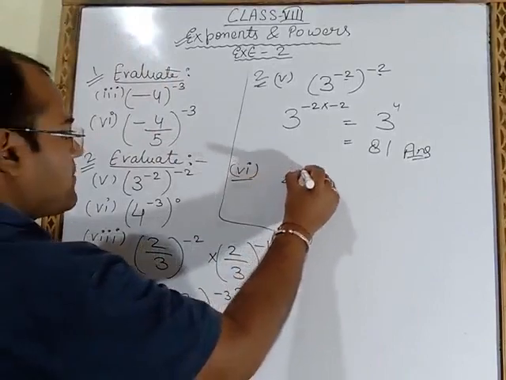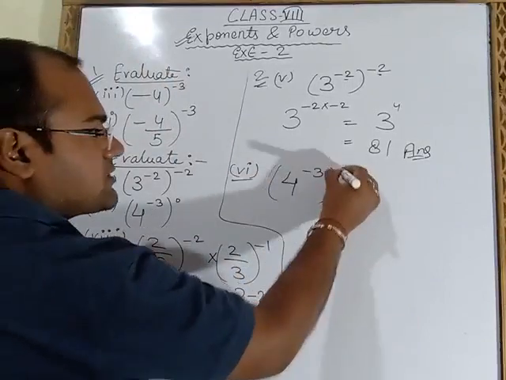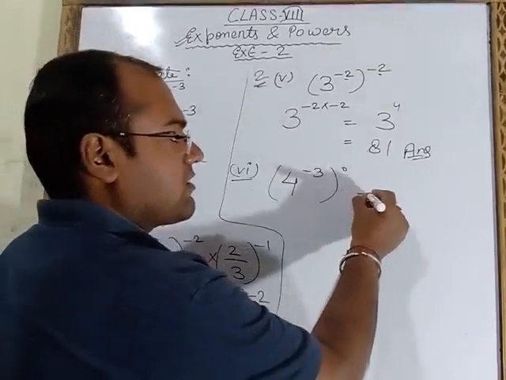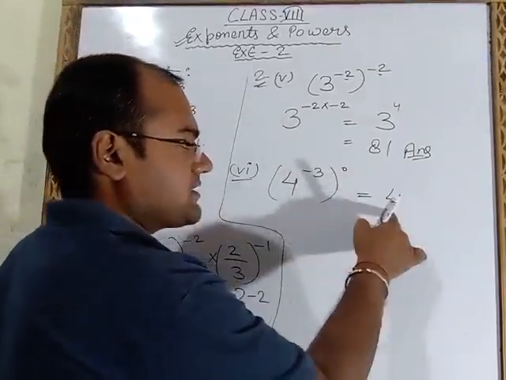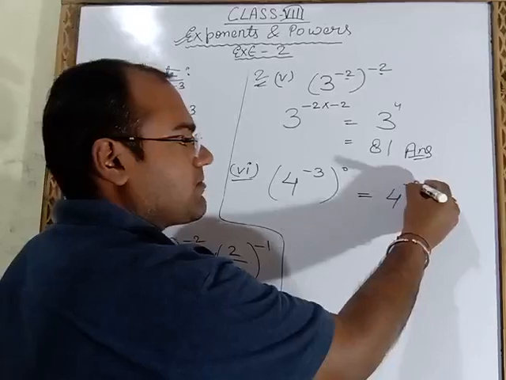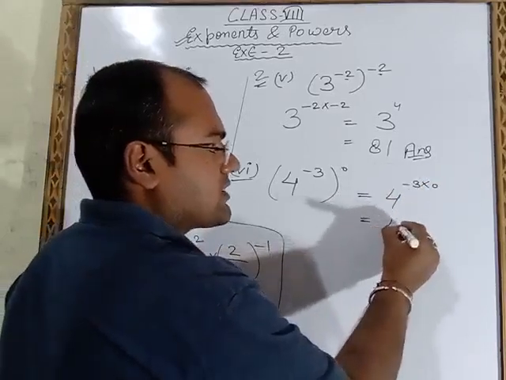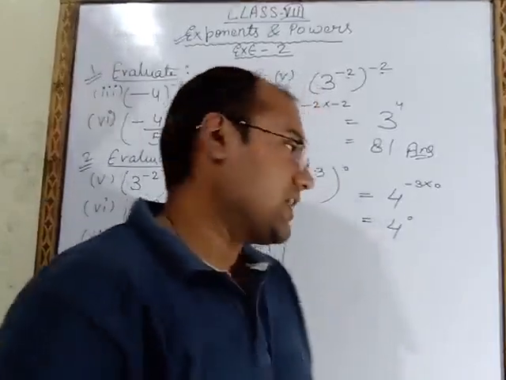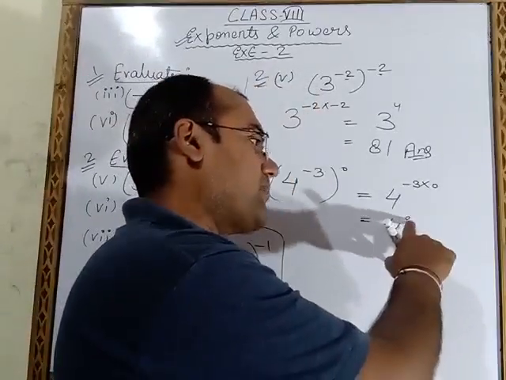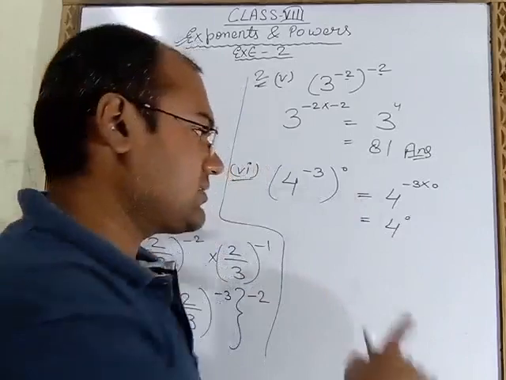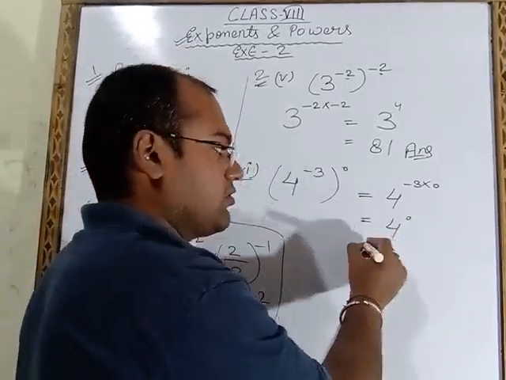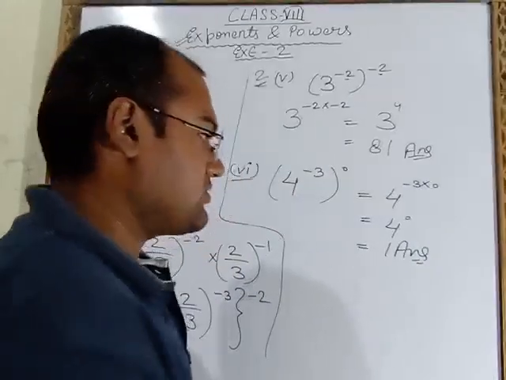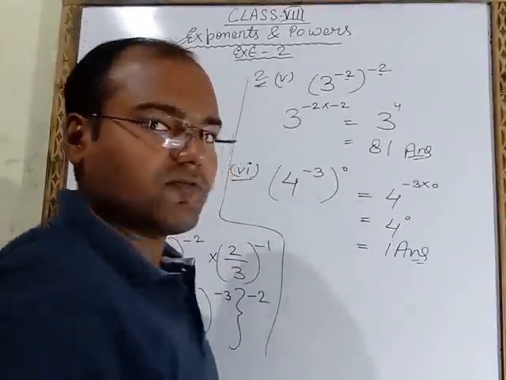6th part is 4 power minus 3 whole power 0. Here also one power is given inside and one power is given outside. So what we will do? 4 will be as it is. These two powers we have to multiply. Minus 3 into 0. So answer will be 4 power 0. And the laws of exponent I explained to you. If power will be 0 in any base, here base is 4 and power is 0, then final answer will be 1. That's why 4 raised to the power 0 we will write 1.